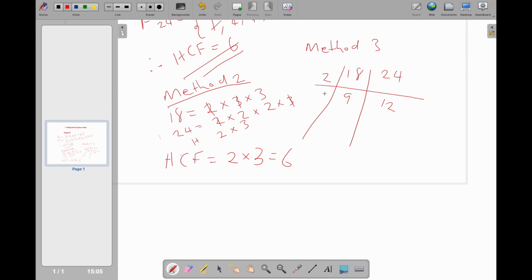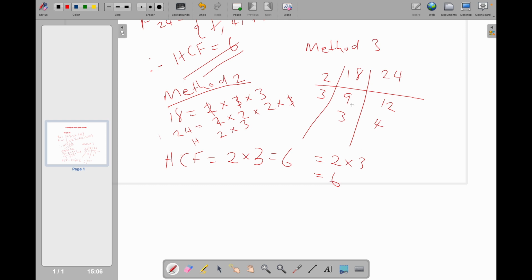Okay, and we can divide both these numbers by 3. So 9 divided by 3 is 3, and 12 divided by 3 is 4. And then we don't have another number that can divide both of these numbers. So we take this 2 by 3, which equals 6.